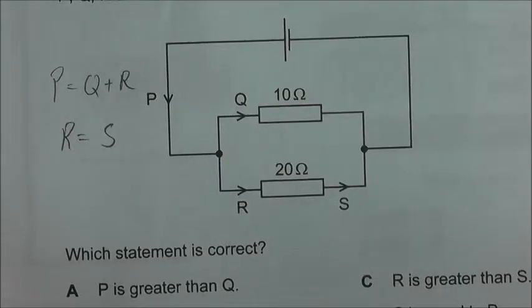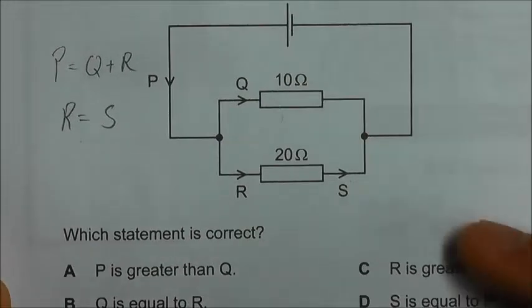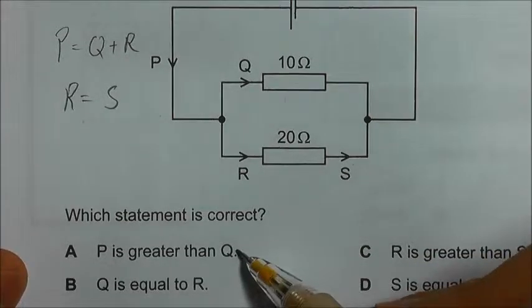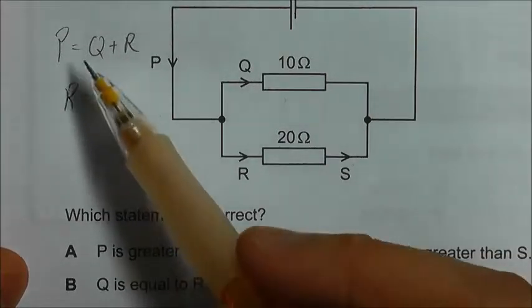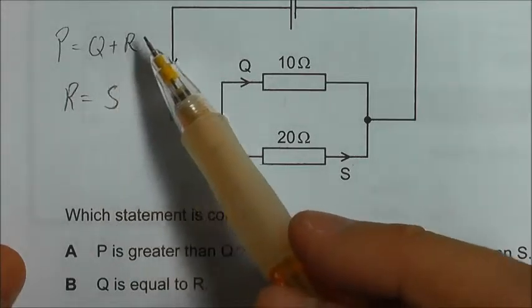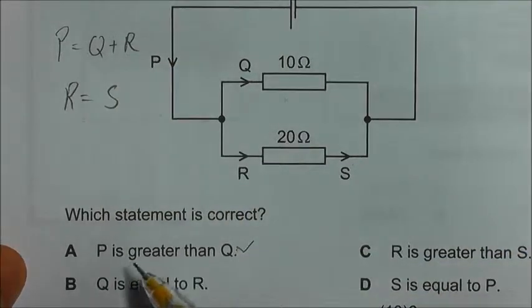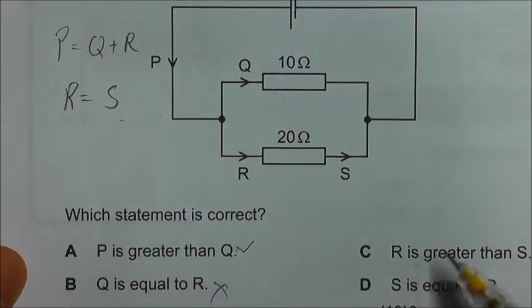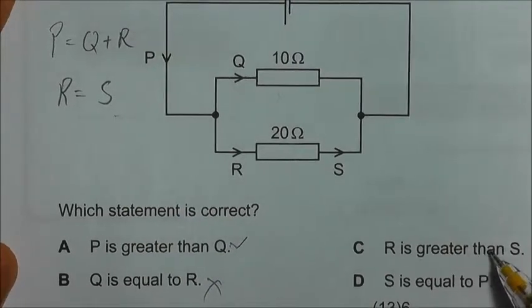So looking at the options, P is greater than Q. Okay, this is correct because P is the combination of Q plus R. And option B, Q is equal to R. Q is not equal to R. R is equal to S. So this is wrong.